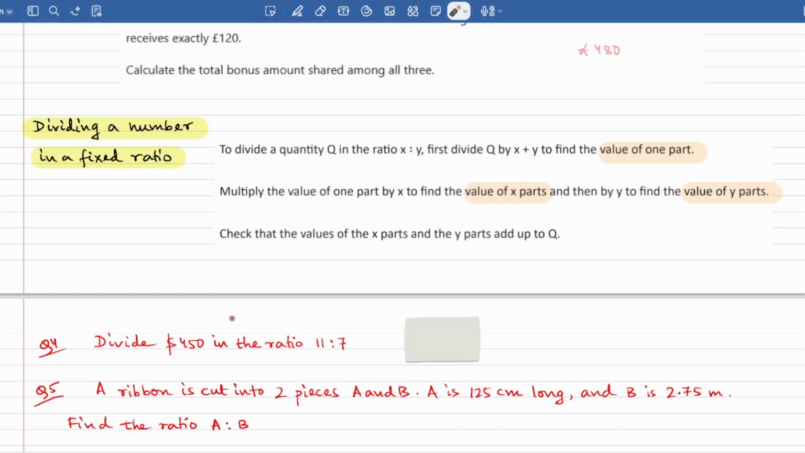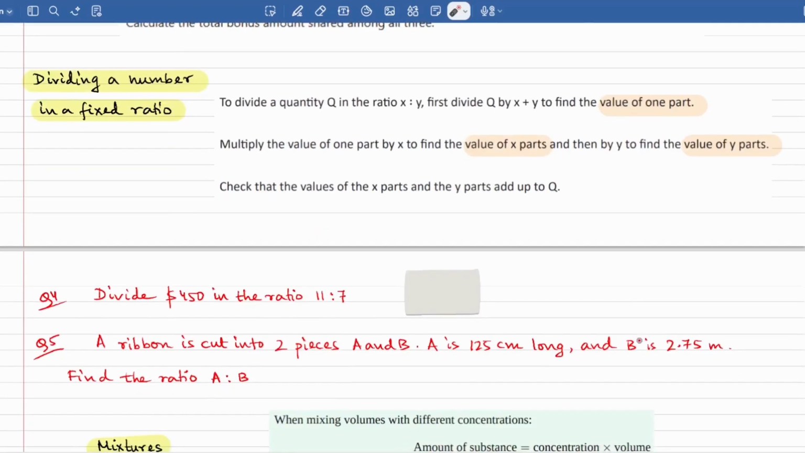I hope you are done with the 2 questions. In the second problem, there was a trap. I am sure most of you have figured it out. 125 centimeter versus 2.75 meter. A ratio must have same units in the numerator and denominator. So transfer either of them into the other unit and you would get the correct answer.